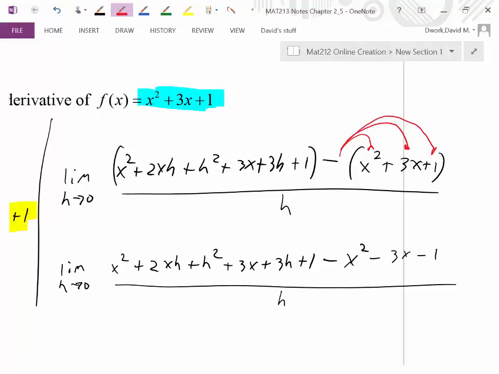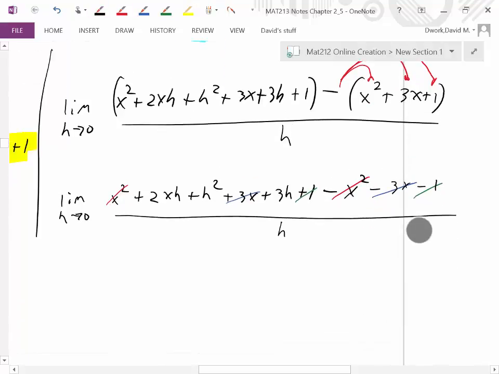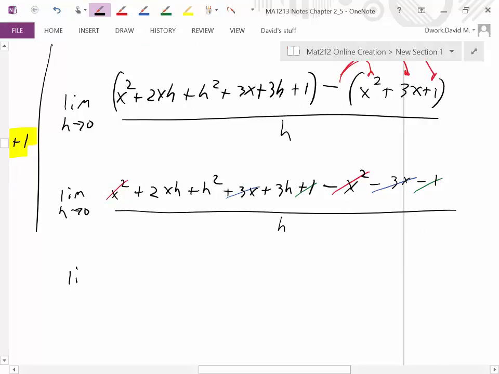And just like every other problem before, we're going to look for things that subtract to 0. We're going to combine our like terms. So here I got x squared and x squared. Let's see what else. Here I have a negative 3x. Oh, here I have a positive 3x, so those subtract to 0. And here I have a negative 1. Here I have a positive 1. Fantastic. Okay, so now let's go ahead and see what we're left with. The limit as h approaches 0 of 2xh plus h squared plus 3h all over h.